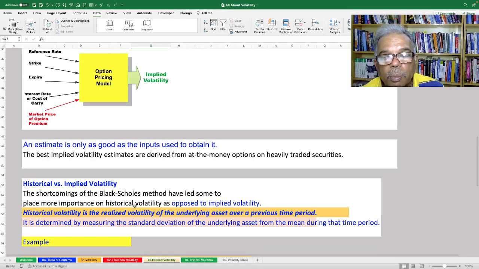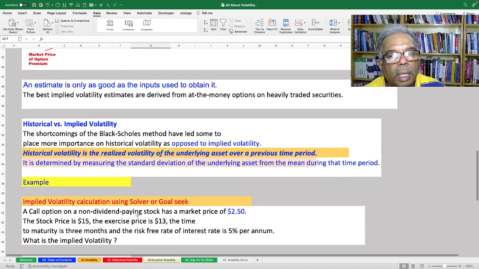So the estimate of an implied volatility is as good as the inputs used to obtain it. The best implied volatility estimates are derived from at the money options and over heavily traded securities. So historical versus implied volatility: historical volatility has shortcomings and always has some problems in the Black-Scholes option pricing model. And so now let's go into a simple example.